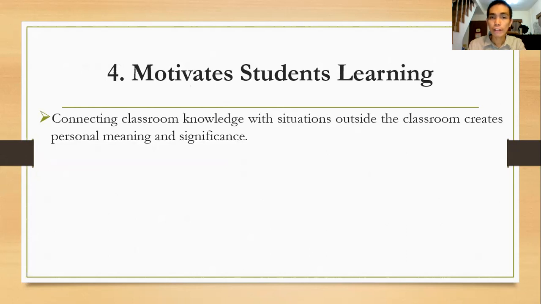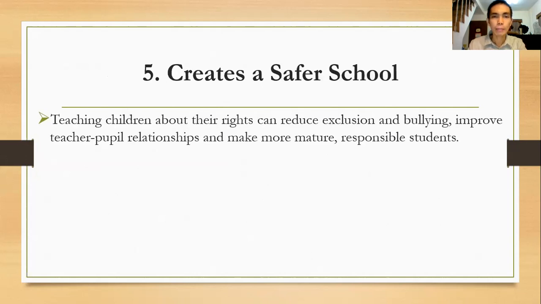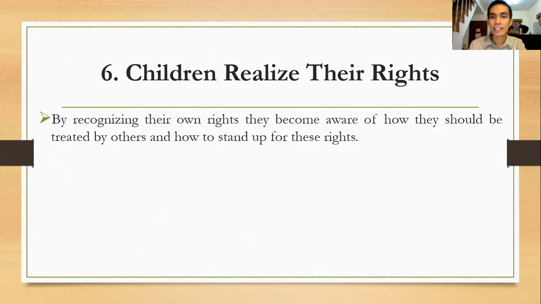And number four, motivate students' learning. Connecting classroom knowledge with situations outside the classroom creates personal meaning and significance. Okay, and number five, creates a safer school. Teaching children about their rights can reduce exclusion and bullying, improve teacher-pupil relationships, and make more mature, responsible students. Okay. All right. Number six, children realize their rights. By recognizing their own rights, they become aware of how they should be treated by others and how to stand up for these rights. Okay.